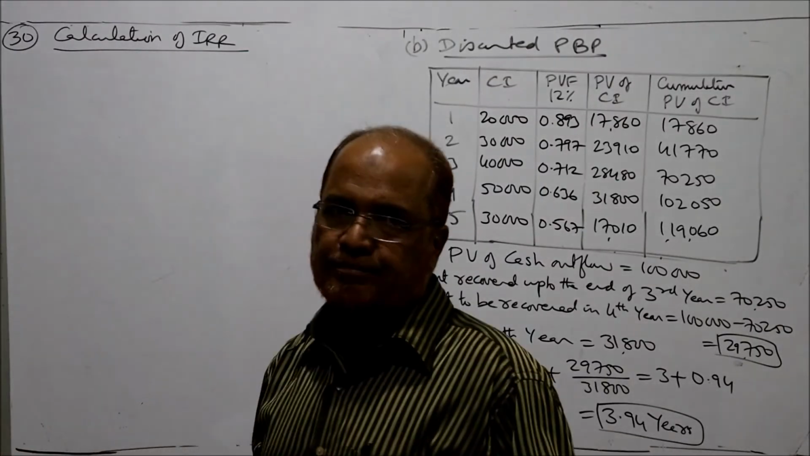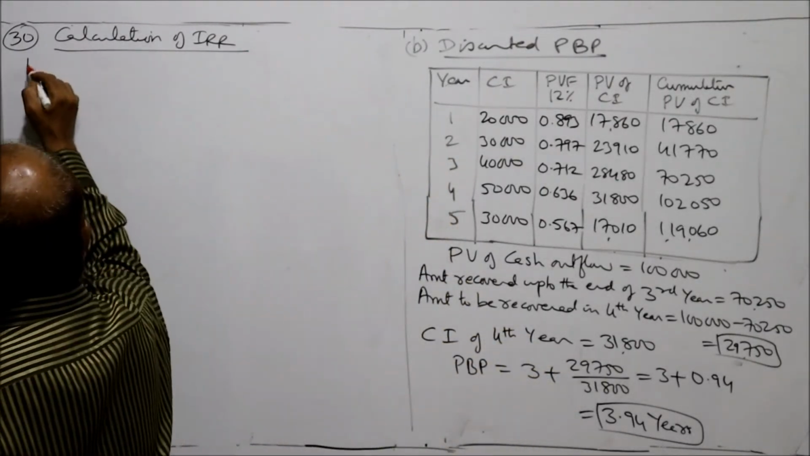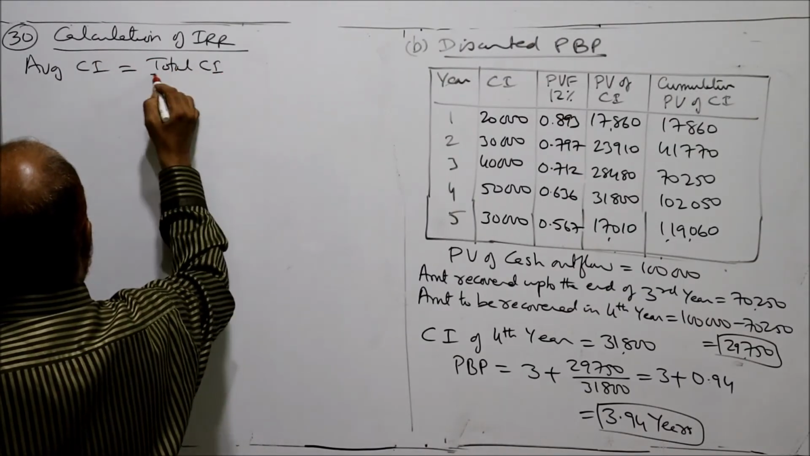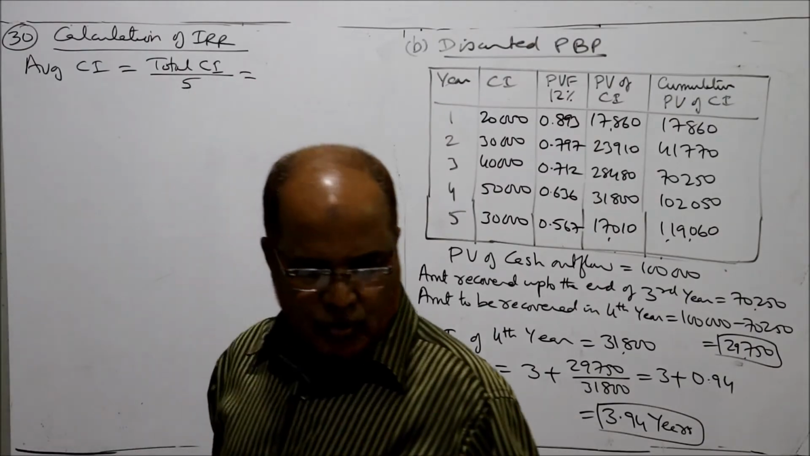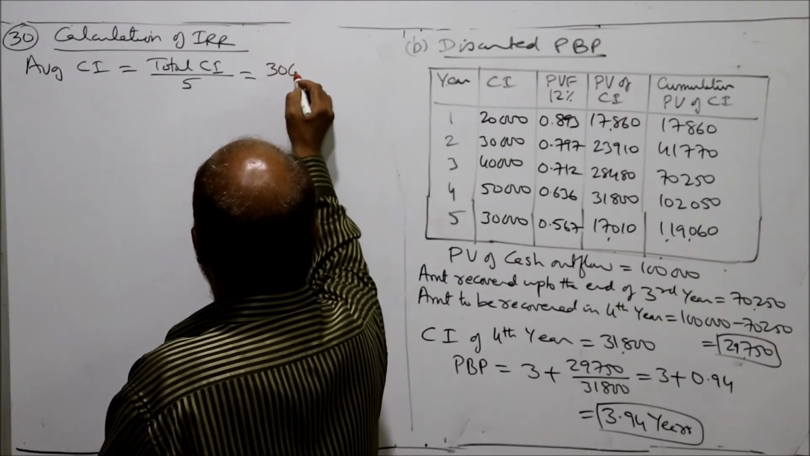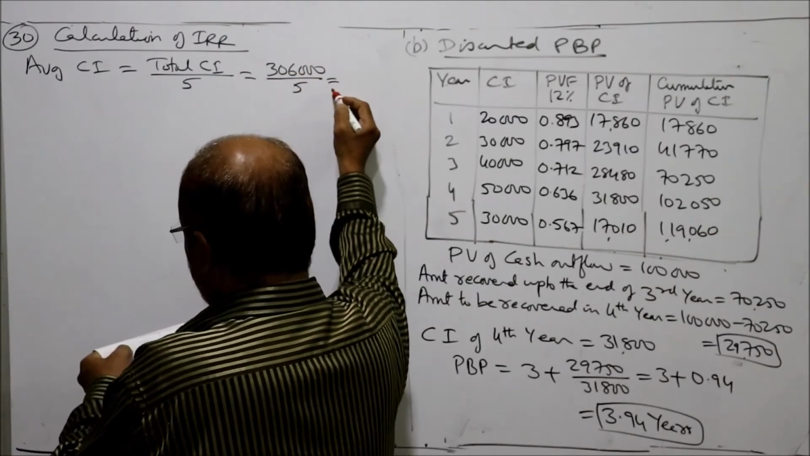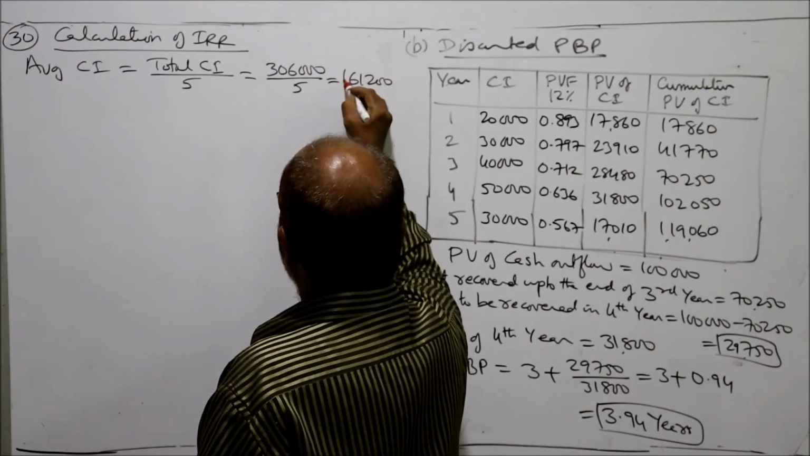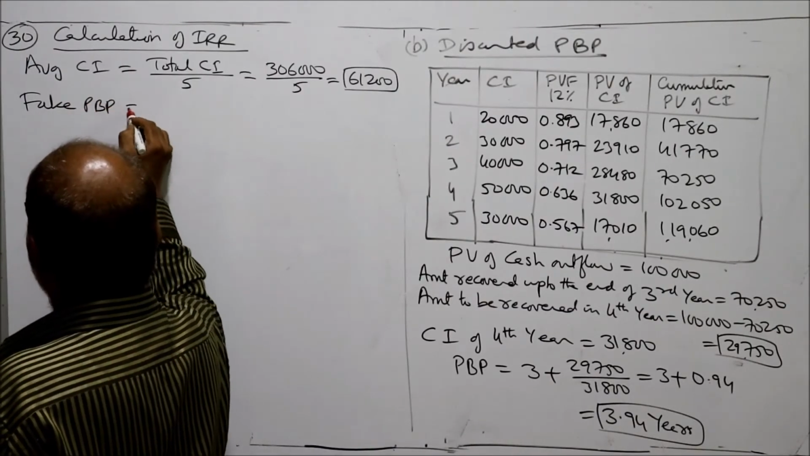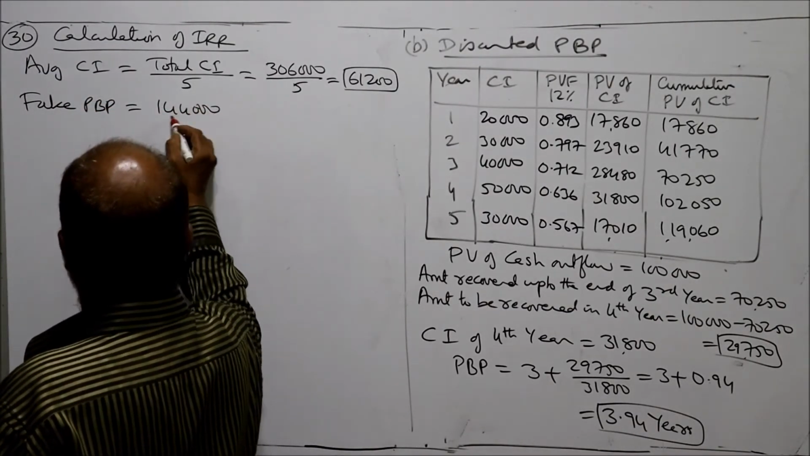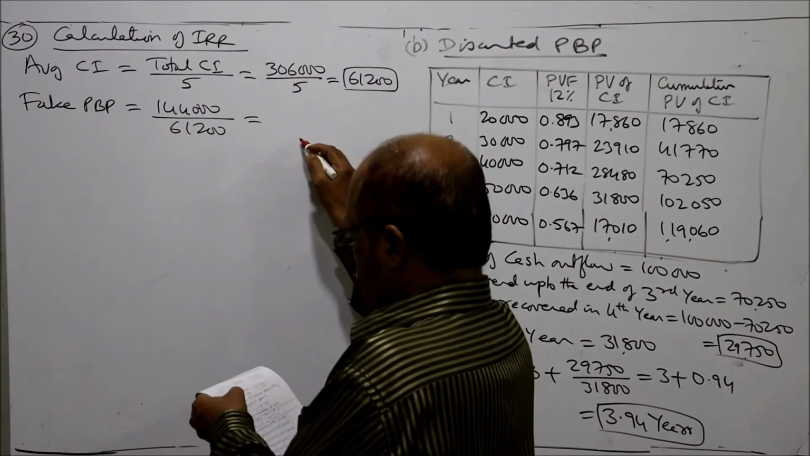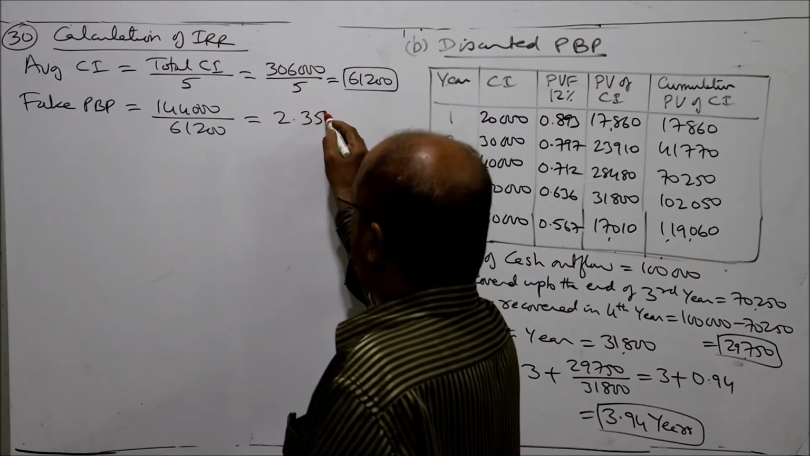Calculation of IRR. Average cash inflow is equal to total cash inflow divided by 5. The total cash inflows are 3,06,000 divided by 5. It comes to 61,200. Now, fake PBP. Initial investment is 1,44,000, given in the problem, divided by 61,200 is equal to 2.353.